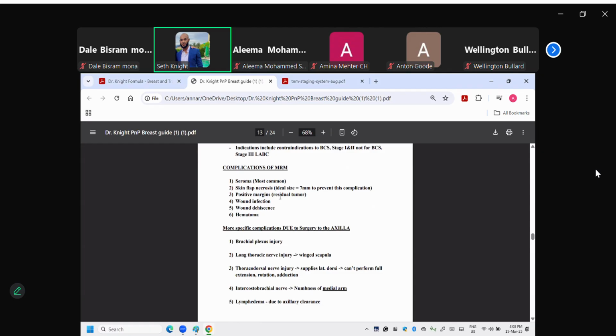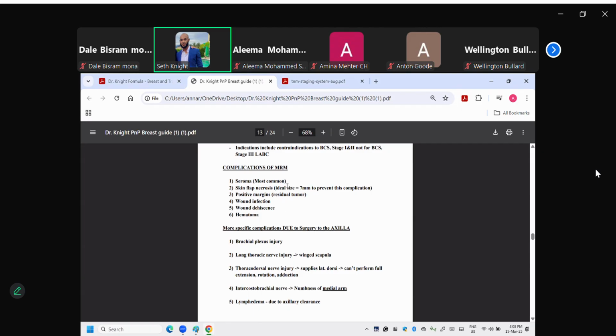And the options were the obvious ones, so seroma, wound infection, and the other two options would have been skin flap necrosis or numbness of the lateral arm. And I, like a stupid fool, put skin flap necrosis because all my life I know it is to get numbness of some part of the arm, right? So those kind of small words make a big difference.